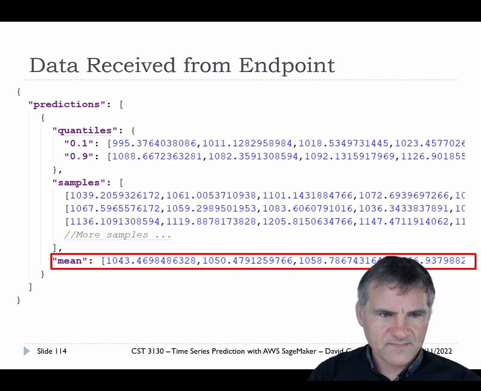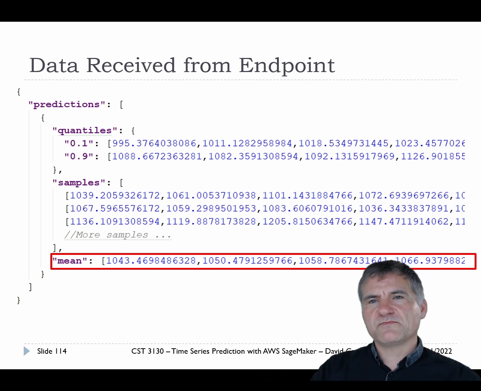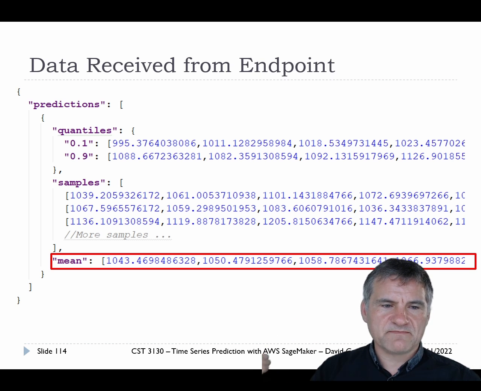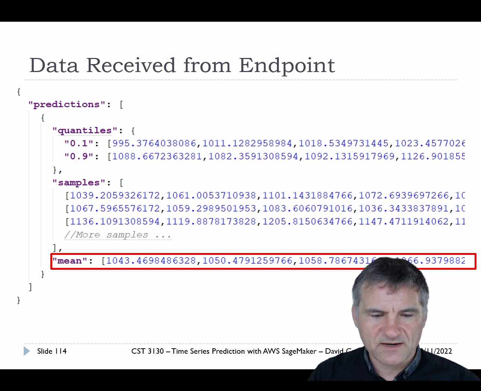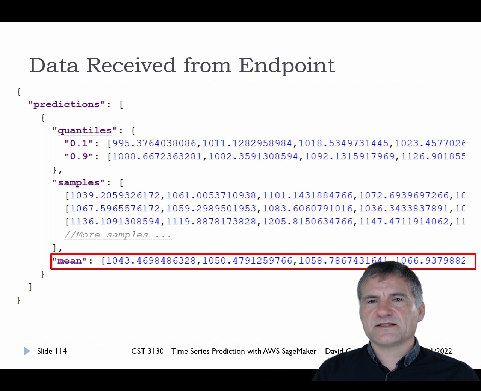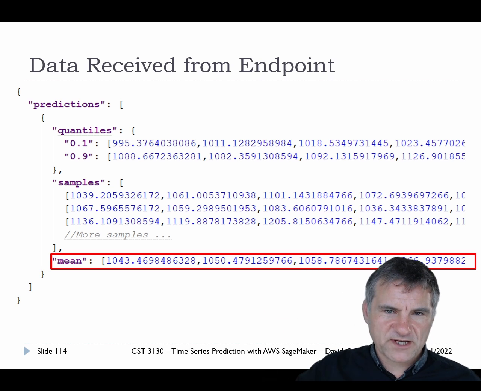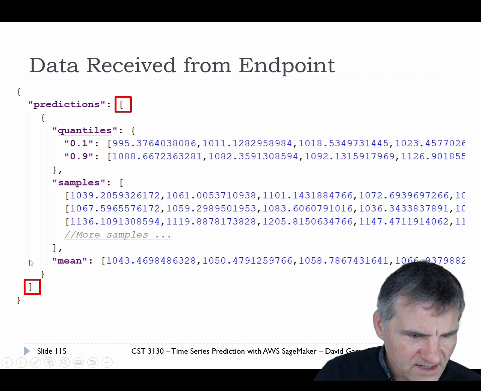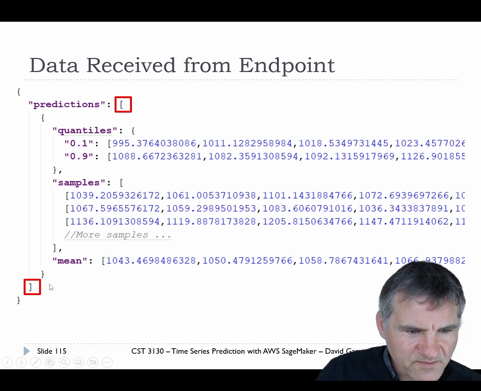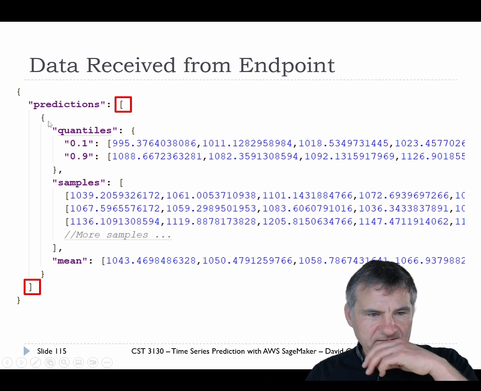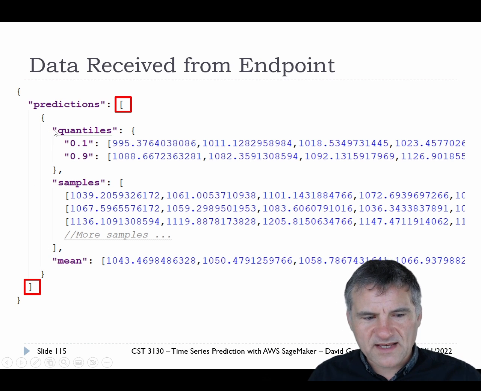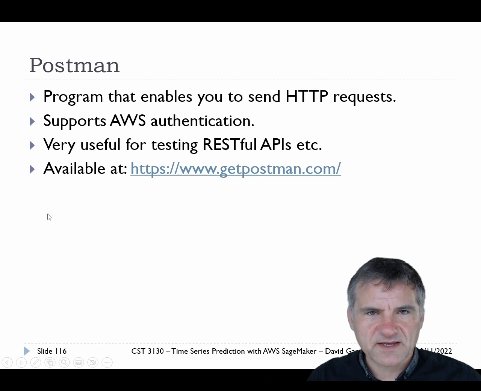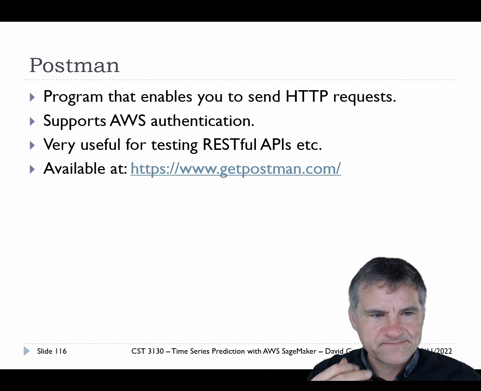Yeah, okay, and the mean, which is probably the one to plot, and the 0.1 quantile and the 0.9 quantile. The mean is the average future value, the average predicted values. It's all nicely wrapped up in an array. So in this case, it's an array of predictions, but within that array, I don't know why it's really an array, but never mind. And then this is actually a single blob of stuff containing the quantiles, samples, and the mean. I guess we could request multiple predictions.